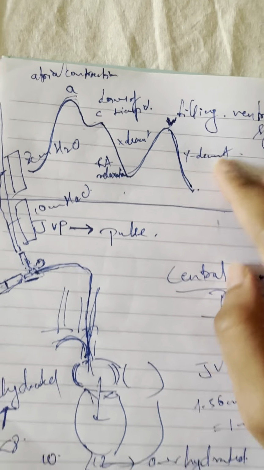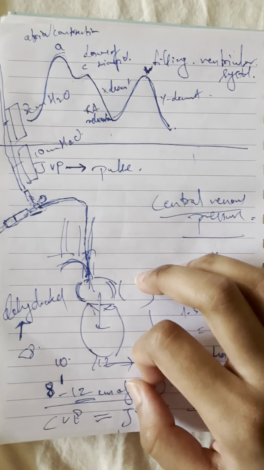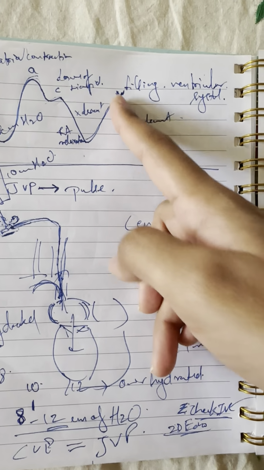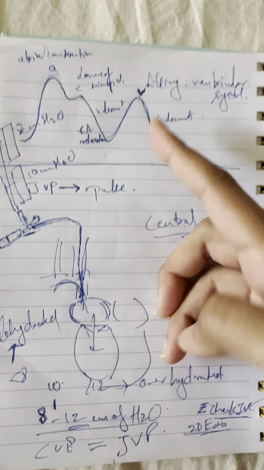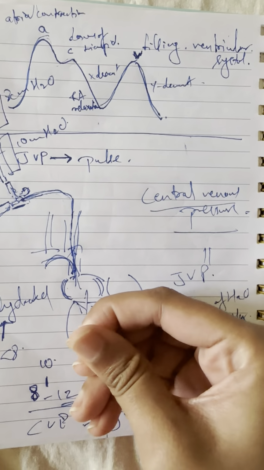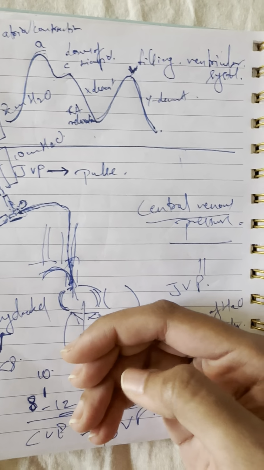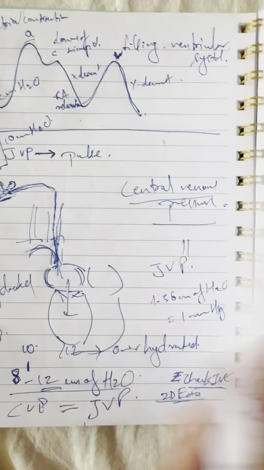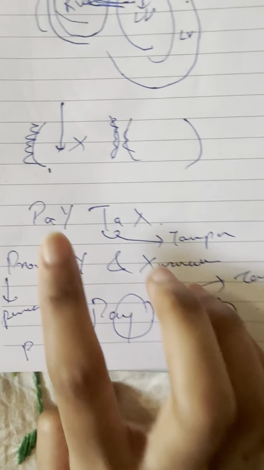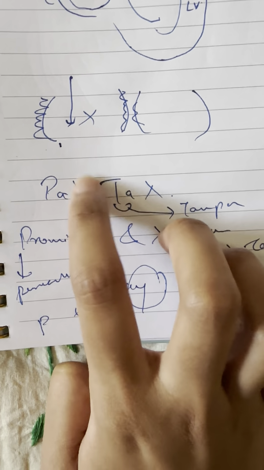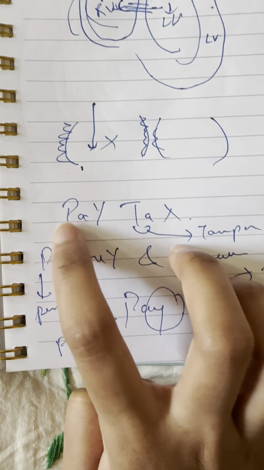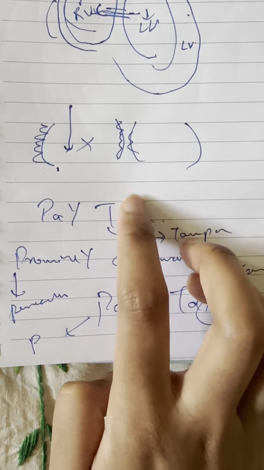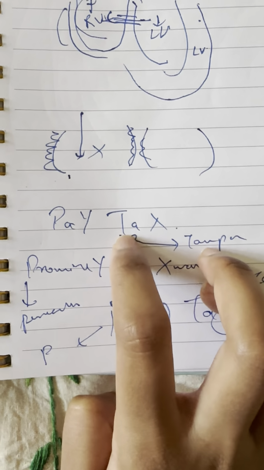Like we said, the Y descent was because of the emptying out of the atria into the ventricles. If the Y descent is slow, that would be due to tricuspid stenosis, narrowing over here obviously, or it could be because of cardiac tamponade, fluid surrounding the heart. There is an important mnemonic here called PAY-TAX, wherein PAY means there is a prominent Y descent in case of pericarditis, constrictive pericarditis, and there is a prominent X descent when there is a cardiac tamponade.